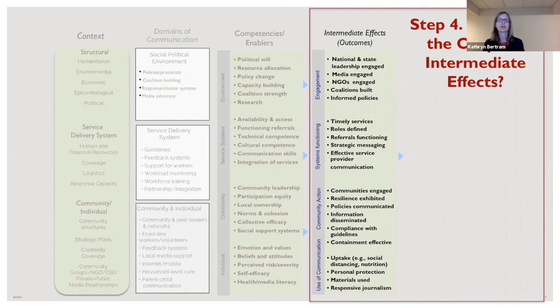On the service side, these may mean more defined service provider roles and responsibilities, strategic messaging and trained staff, more effective service provider communication, so service providers who have adopted those risk communication and community engagement principles. And then at the structural level, we can look at engaged leaders, engaged media, and engaged NGOs and other humanitarian actors, and possibly adapted policies that are clearly and consistently communicated.